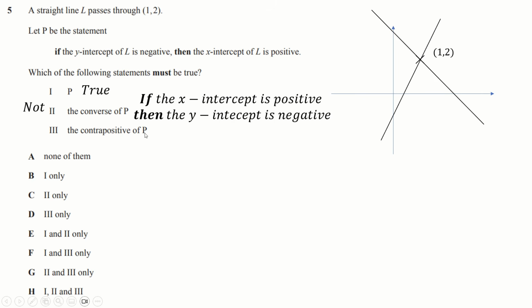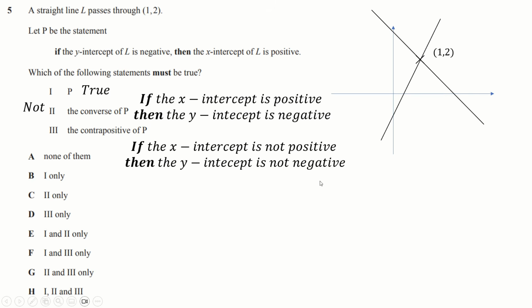And now the contrapositive of P is you flip these things over just like we did for the converse, but then also shove in nots into here. So not negative, not positive. So it looks like this. So if the x-intercept is not positive, i.e.